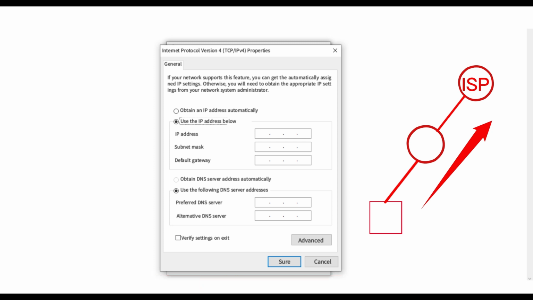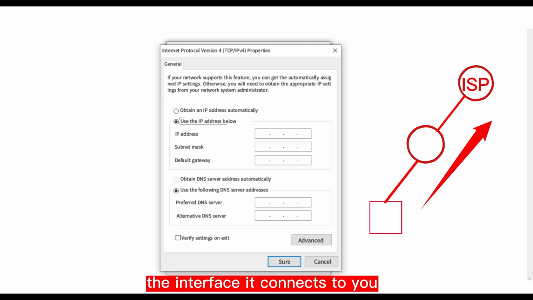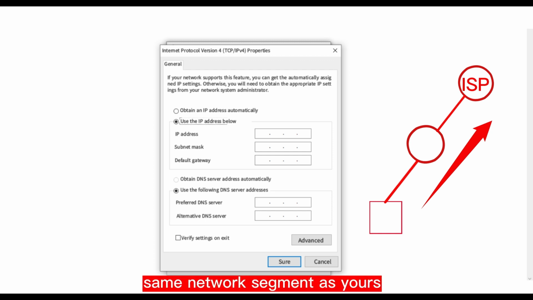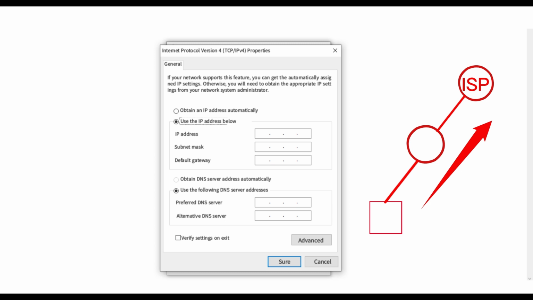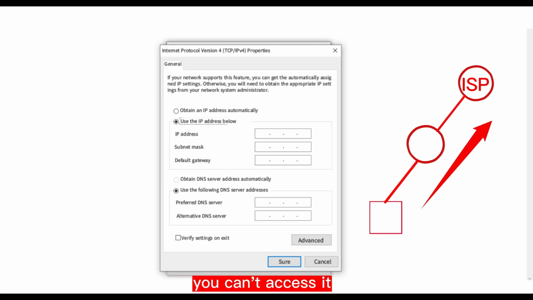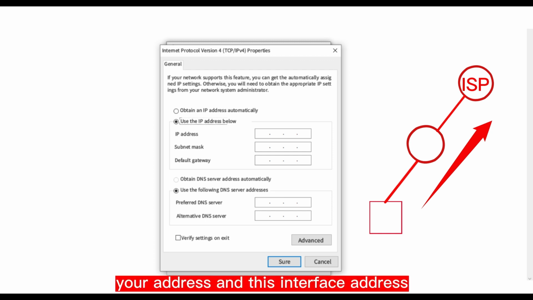Strictly speaking, when you connect with it, you belong to an intranet. The interface it connects to you is your gateway. This address must be on the same network segment as yours. If it crosses the network segment with you, you can't access it. It can't help you forward. Your address and this interface address are in one network segment.